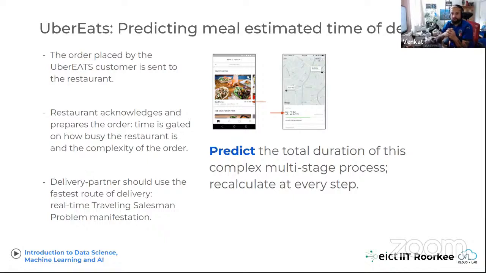The restaurant acknowledges and prepares the order. Now, the time is gated on how busy the restaurant is, how popular the restaurant is, and how complex your order is. I know in India, Swiggy heavily markets that you can order a single dessert. Compare that versus a 10-course meal.